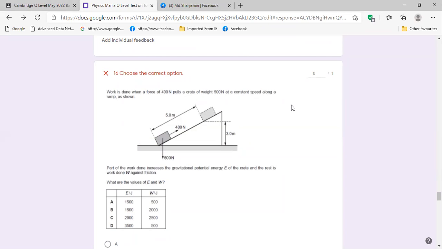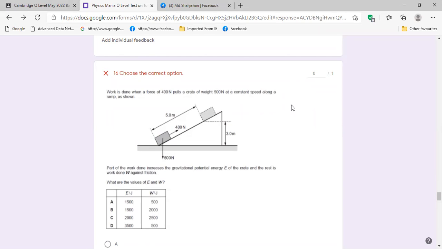Okay, sir. Work is done when a force of 400 Newton pulls a crate of weight 500 Newton at a constant speed along a ramp as shown. Part of the work done increases the gravitational potential energy E of the crate, and the rest is work done W against friction. What are the values of E and W?